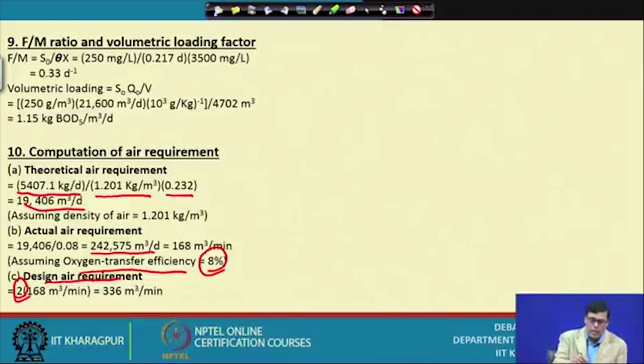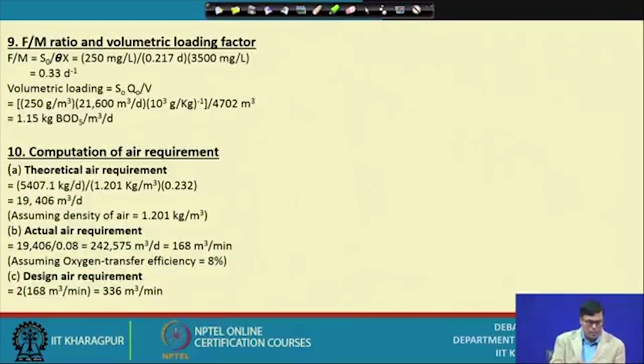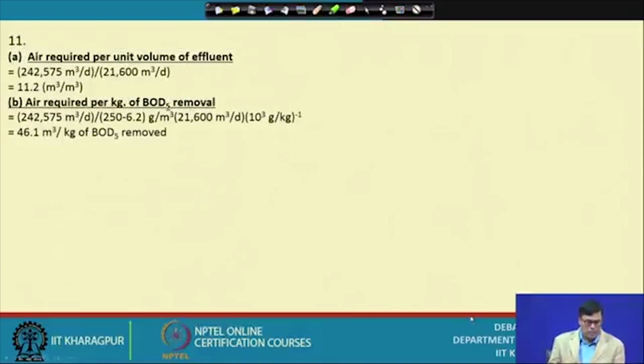We can find out that the air requirement should be about 336 cubic meter per minute. And here we can say air requirement per unit volume of the effluent. This is the amount of effluent to be treated, and this is the amount of air required. So, we can calculate cubic meter per cubic meter of that effluent.